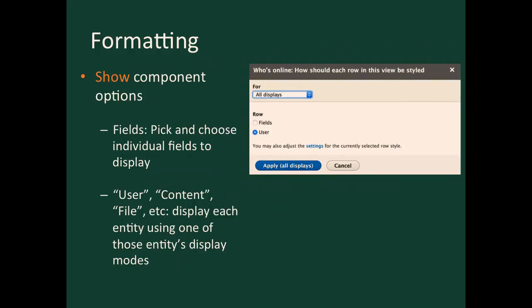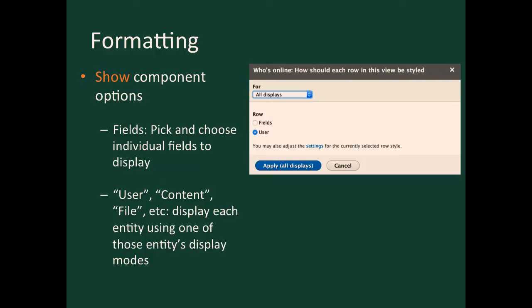And then the show component, which is the other component. This one is what do we display inside each row of the view, independently of how it's arranged. There are generally going to be 2 options for this view. The first is fields, where you pick and choose individual fields to display for the row. This is what's happening right now in the Who's Online view, where the field that's being selected is the username.